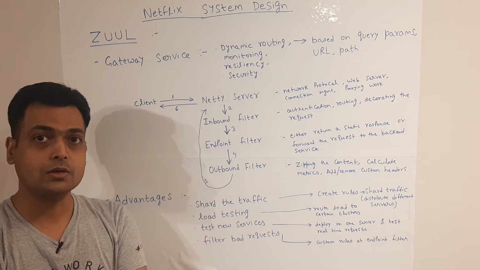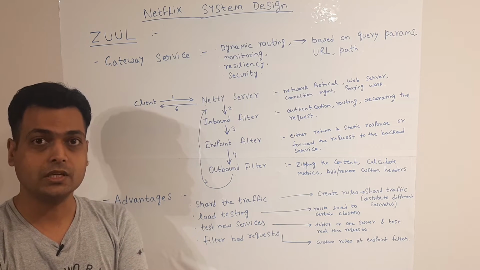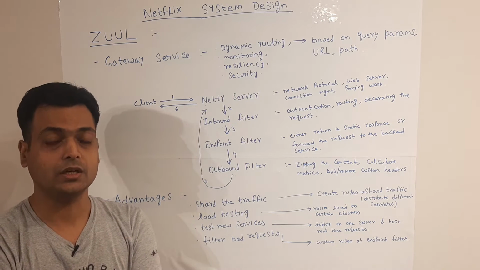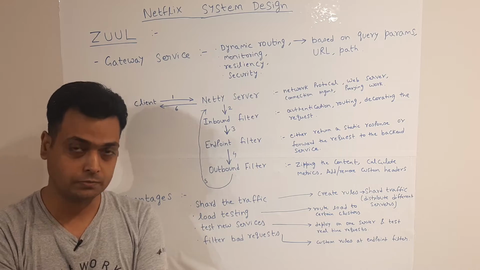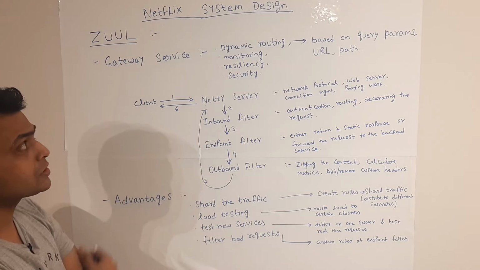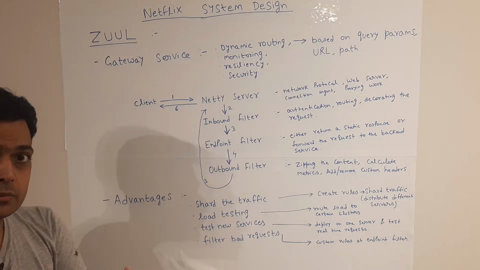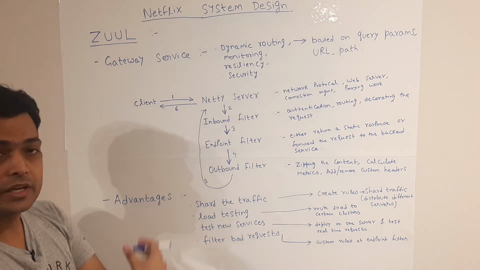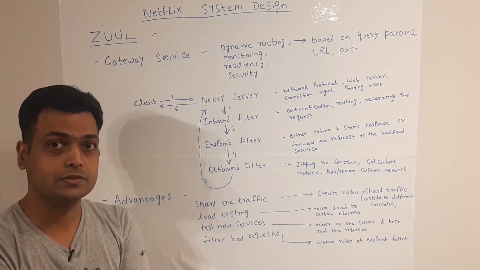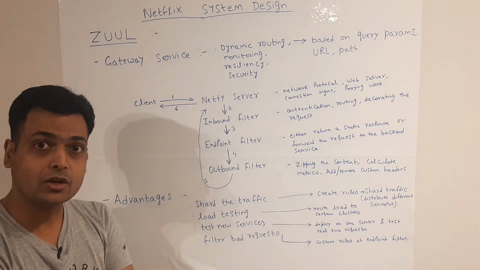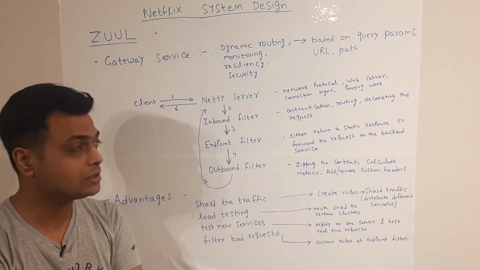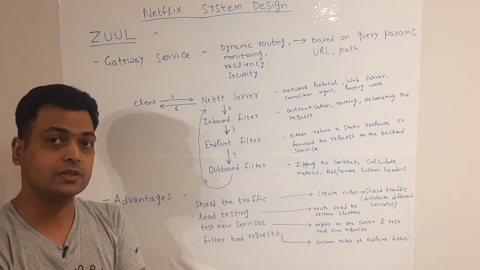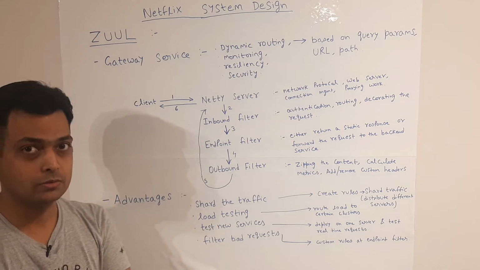So now how does the incoming request get routed to various endpoints? That is where Zuul comes into the picture. Basically it's a gateway service which is responsible for dynamic routing across various microservices, monitoring how each endpoint or microservice is performing, taking care of failure situations, resiliency, and also making sure that security is taken care of. So let us try to understand how it works.